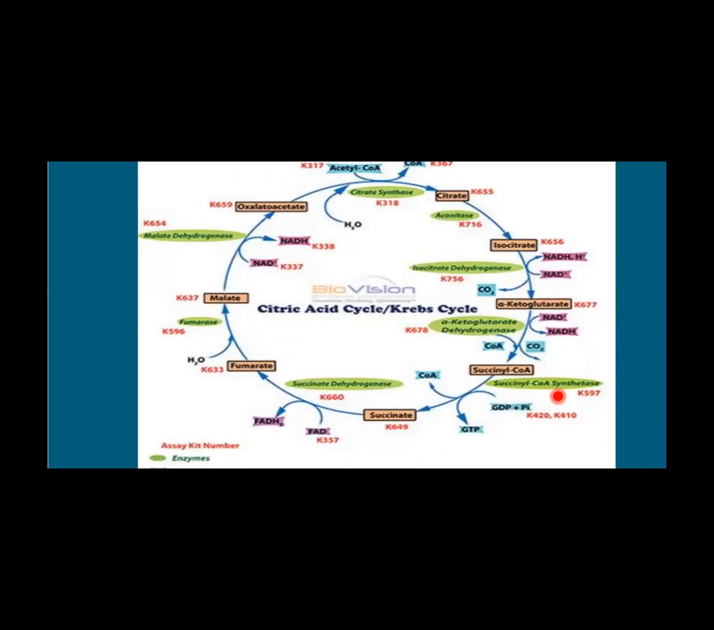Here the enzyme is succinyl CoA synthetase. This is a very important step of the Krebs cycle, which is also called substrate level phosphorylation, where you can see a GTP molecule is formed. And students, this GTP can convert to ATP later. This is the only step of substrate level phosphorylation in the Krebs cycle, a very important step. Succinyl CoA to succinate, where ATP is formed.